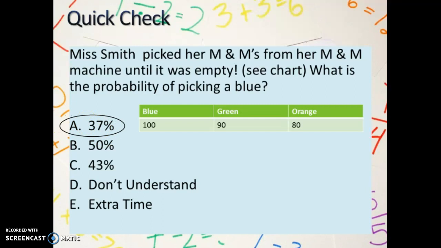Our answer here is A. So of our blue M&Ms, we had 100. Our total number of M&Ms is 270. 100 divided by 270 is equal to 0.37, which is 37%.